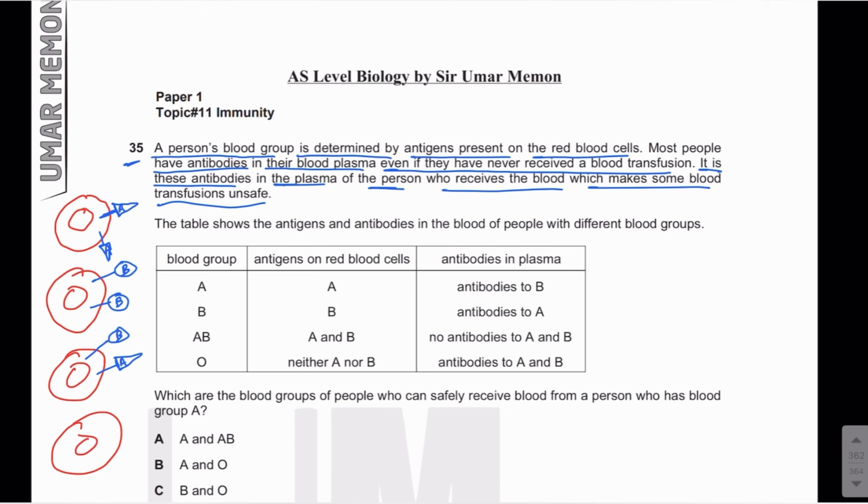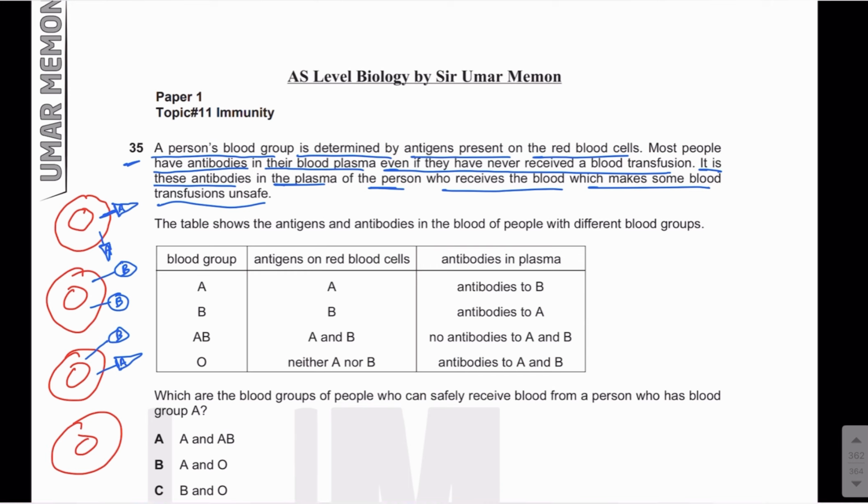This is the concept. So if a person has blood group A, the red blood cells of that person will only have A antigen on the surface. If a person has a blood group B, so the red blood cells of that person will contain B antigens on the surface. If a person has blood group AB, then there will be both A and B antigens on the surface of red blood cells. If a person has blood group O, there will be no antigens on the surface of red blood cells, right? Okay, so over here we can see the table.